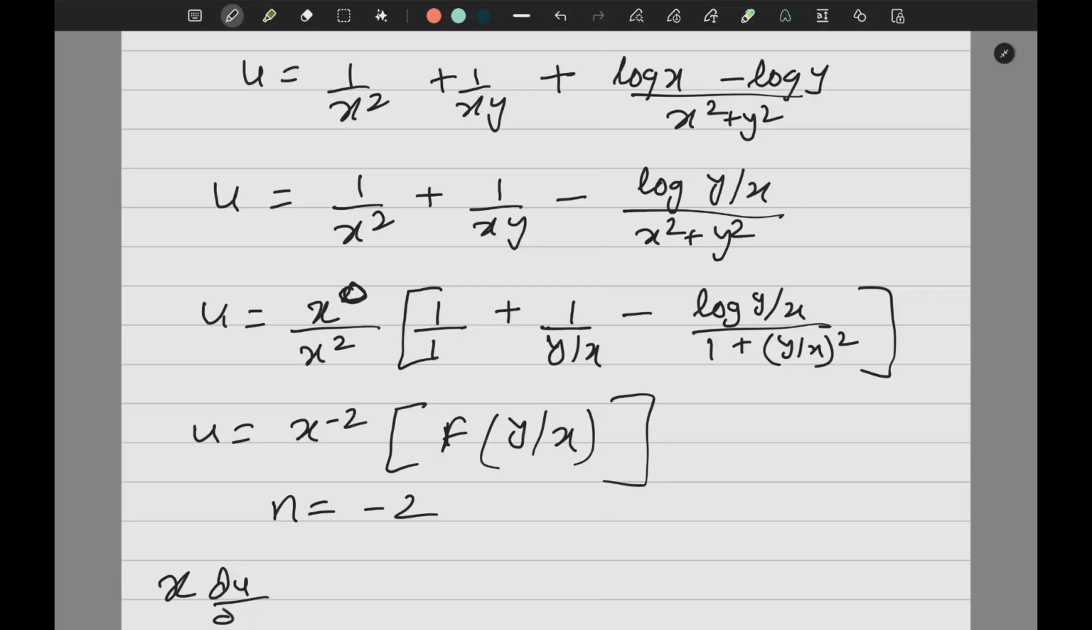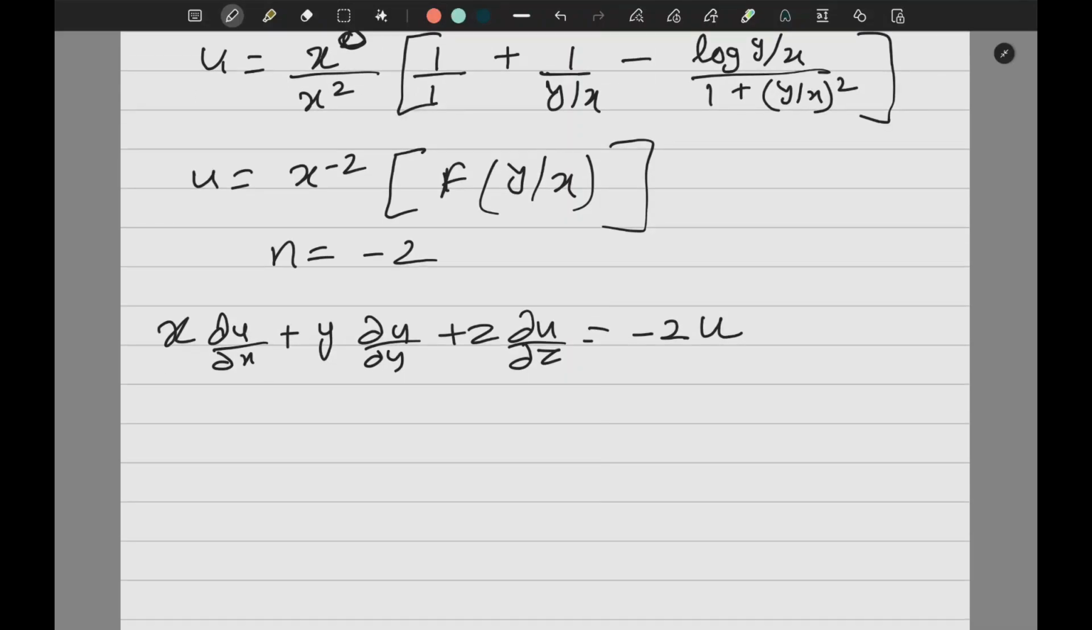x dou u by dou x plus y dou u by dou y plus z dou u by dou z is equal to n u, so minus 2u. Correct? So you can write it as x u_x plus y u_y plus z u_z plus 2u is equal to 0. Done. So questions are very simple. You only have to convert it into the form and apply the basic definition. There are a few questions where you may get stuck in differentiation, so please practice this type of question.